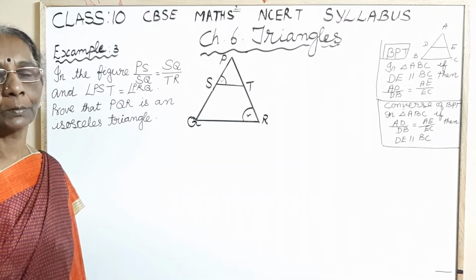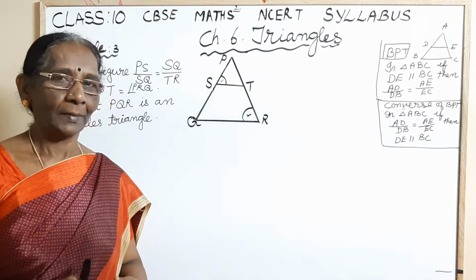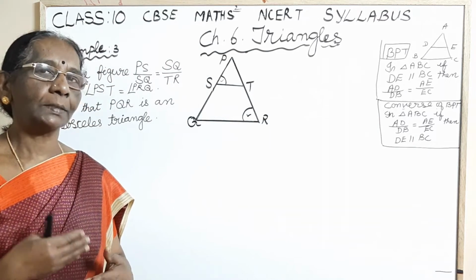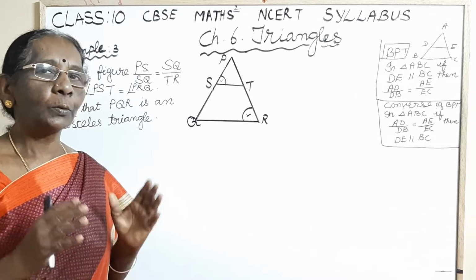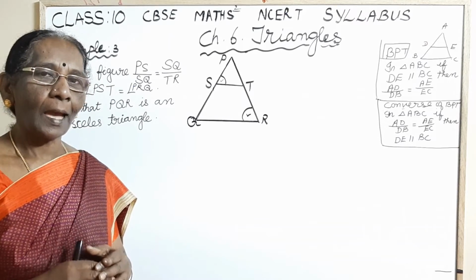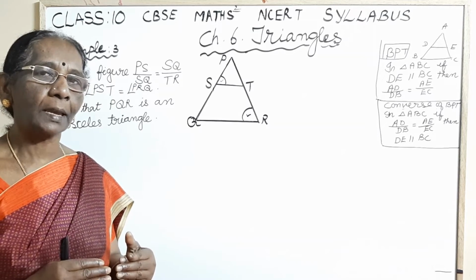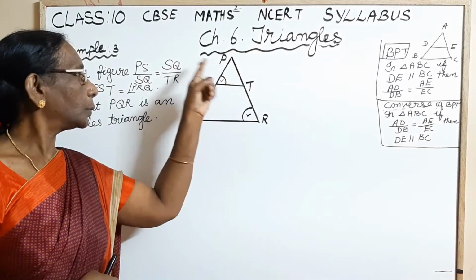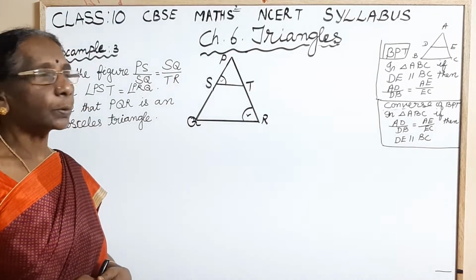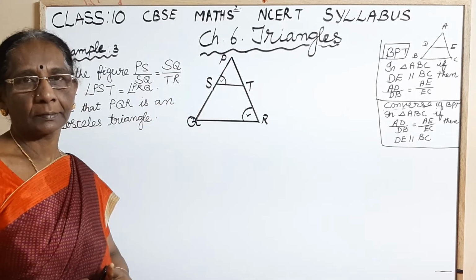Isosceles triangle, what is that? All of you know what an isosceles triangle is, isn't it, children? Let us have a small recap. In an isosceles triangle, two sides are equal and the angles opposite to those equal sides are also equal. So if you take this PQR, we have to prove the side PQ is equal to PR.